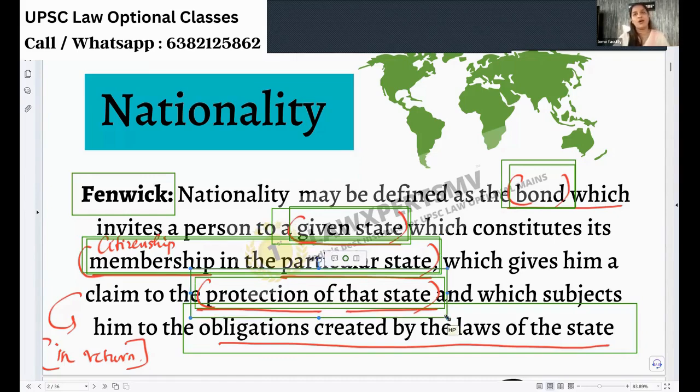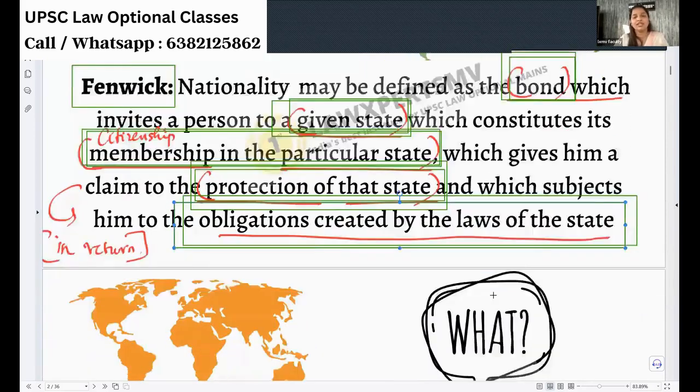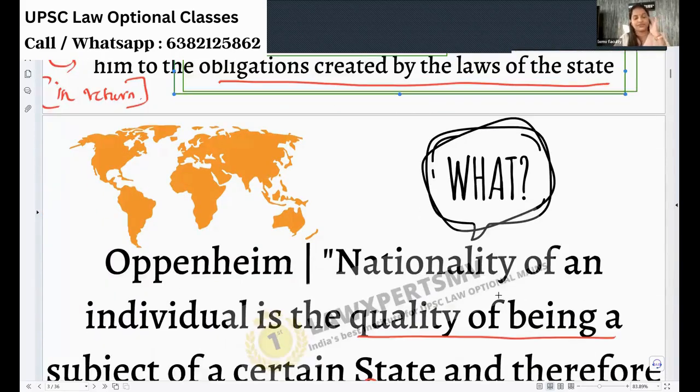Not only protection, we cannot always have only the benefits. Only benefits you can get only from your parents. But whatever you do in the outside world, you have to give something. You want to become an IAS officer, IPS officer, you have to give the hard work. Right? Like that, you get the right, you claim the protection, but you cannot claim it simply. You have to follow the obligations created by the laws of that particular state. So these are the keywords you have to retain in your definition.